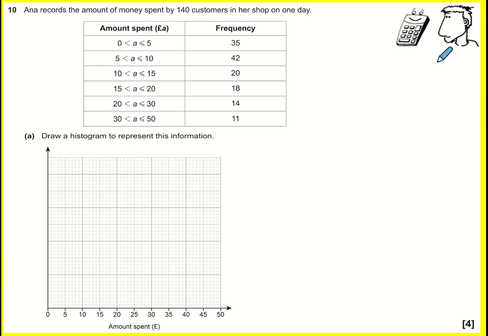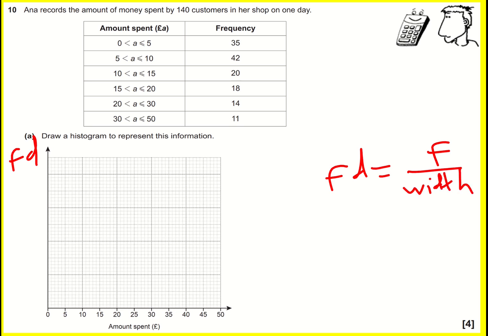To draw a histogram, we have the amount spent along the x-axis, but on the y-axis we need the frequency density. And the frequency density is the frequency divided by the width of my interval. Because if I try to draw frequency against width at the moment, then it's misleading, because this bar, for example, is 20 in width. It's got 11 people in. This has got 35 and only a 5 width bar.